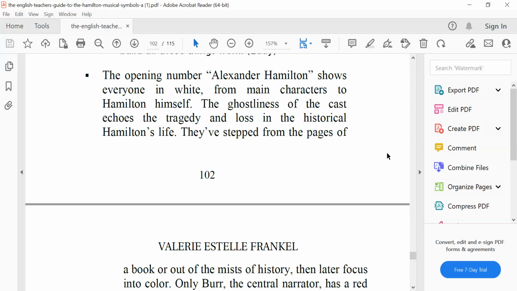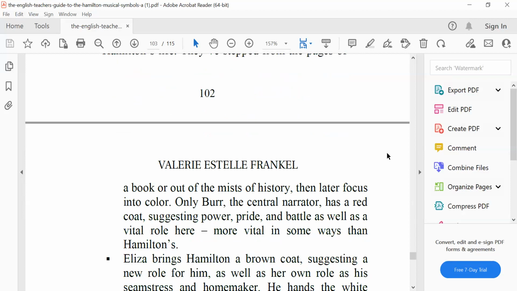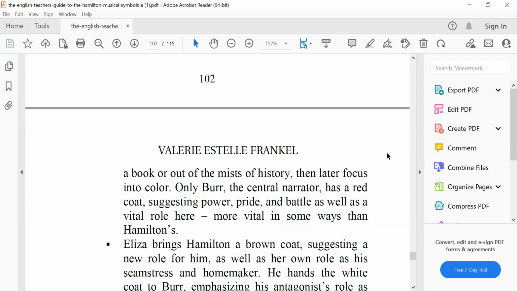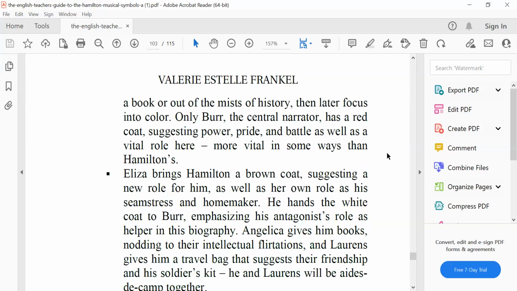In the opening number, everybody's wearing kind of an off-white color. This suggests ghostliness and tragedy. They're all dead now. Whether they die in the story or not, they're all dead now. They've stepped out of the pages of a book. It's kind of parchment colored clothing. Burr stands out in his red coat. Red is power, pride, battle, and also he's alive. He's important in this ghostly, coming-out-of-the-pages-of-a-book tableau we've got here.